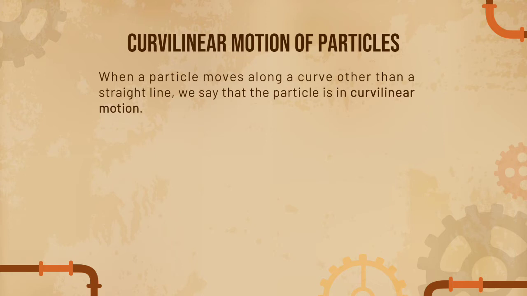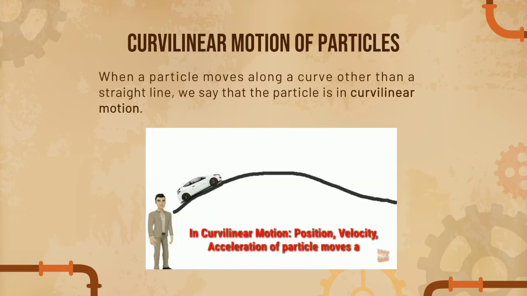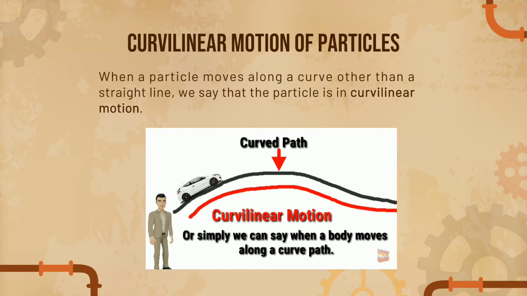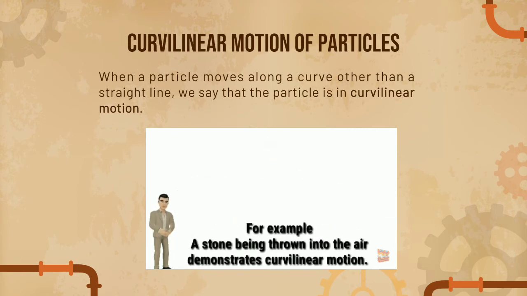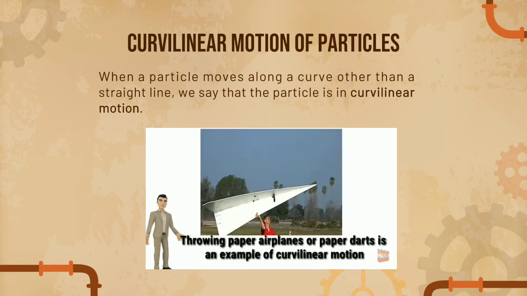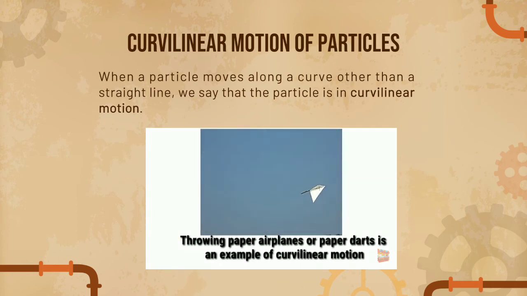Curvilinear motion of particles. When a particle moves along a curve other than a straight line, we say that the particle is in curvilinear motion. We study the position, velocity, and acceleration of a particle moving on a curved path. Or simply, we can say when a body moves along a curved path, the motion which is produced is called curvilinear motion. For example, a stone being thrown into the air demonstrates curvilinear motion, and throwing paper airplanes or paper darts is also an example of curvilinear motion.